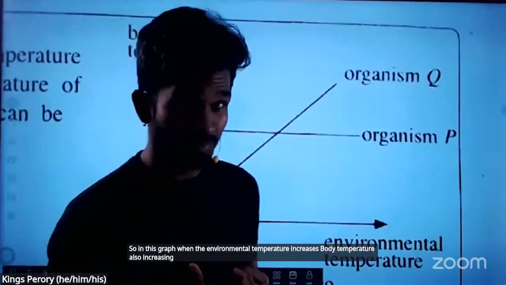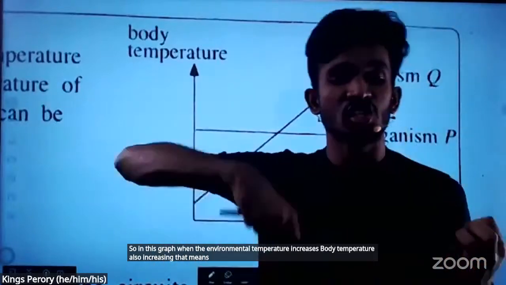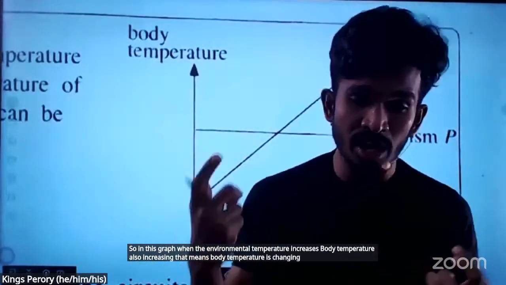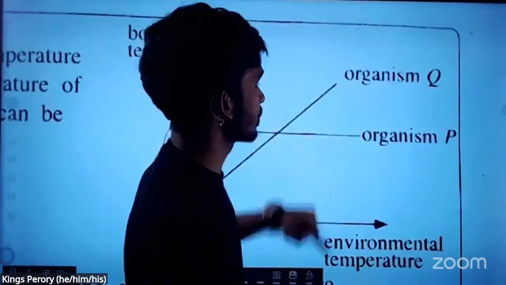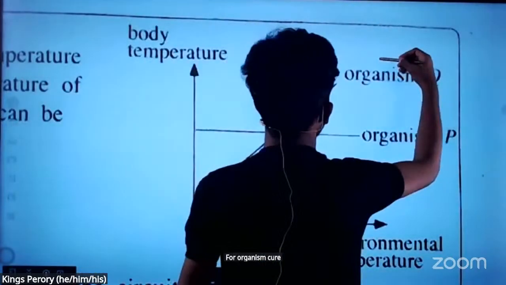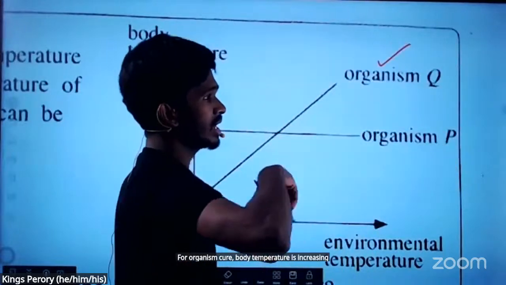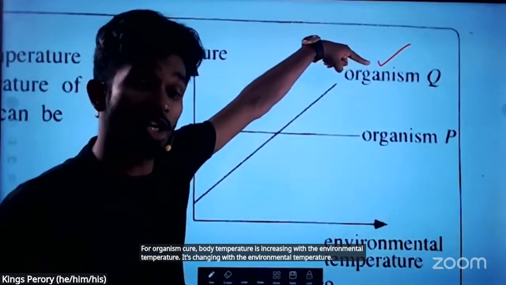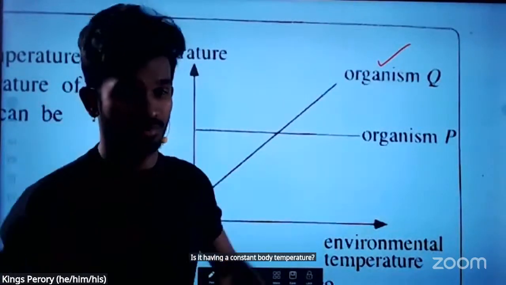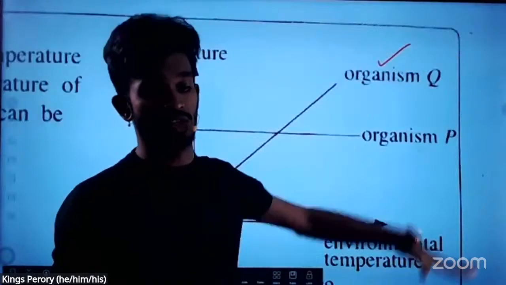That means body temperature is changing with the environmental temperature. For organism Q, body temperature is increasing with the environmental temperature. Is it having a constant body temperature? No. Body temperature is changing.